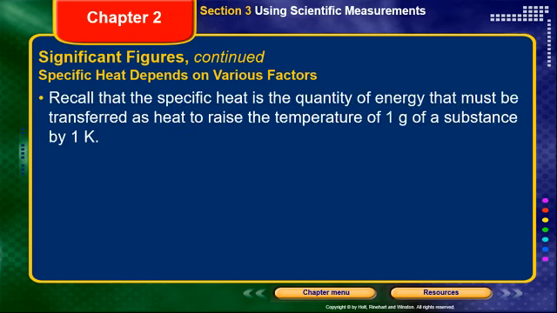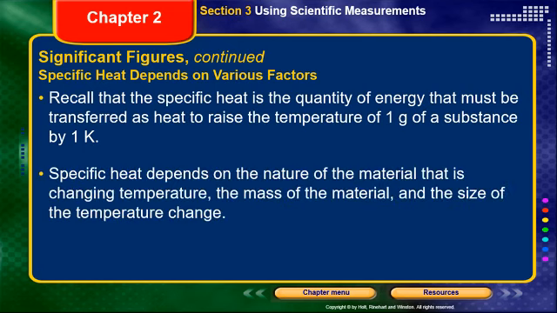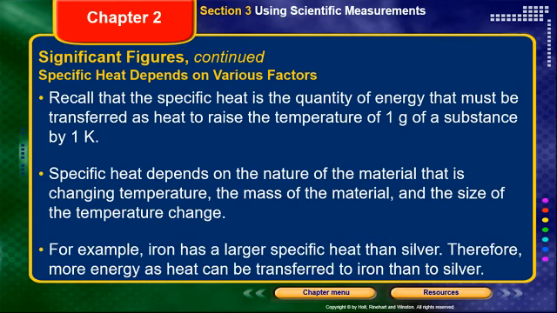In the reading, you'll see that the specific heat is the quantity of energy that must be transferred as heat to raise the temperature of 1 gram of a substance by 1 Kelvin. Specific heat depends on the nature of the material that is changing temperature, the mass of the material, and the size of the temperature change. For example, iron has a larger specific heat than silver. Therefore, more energy as heat can be transferred from iron than to silver.